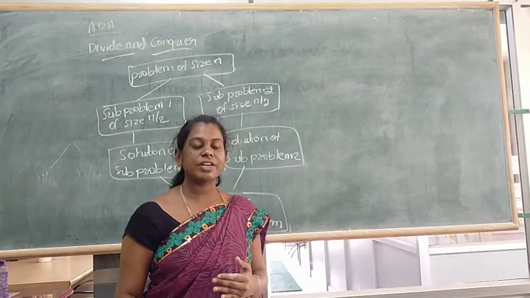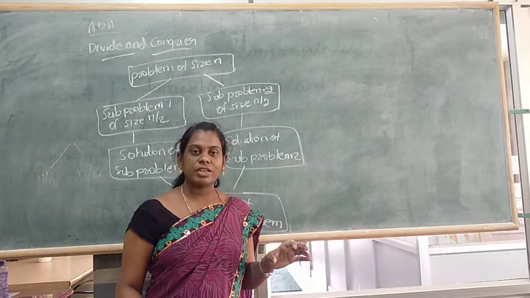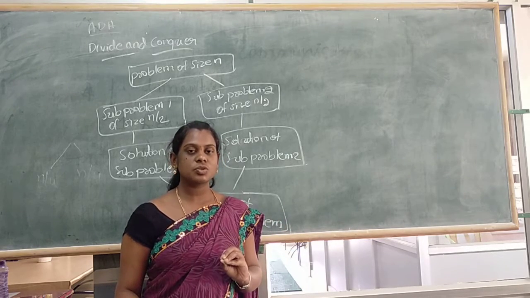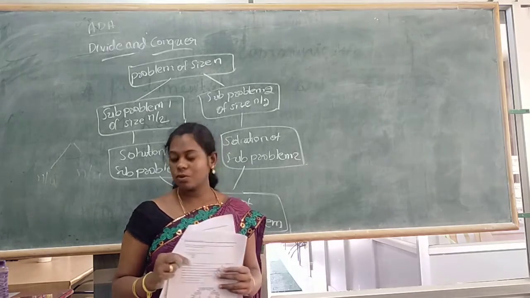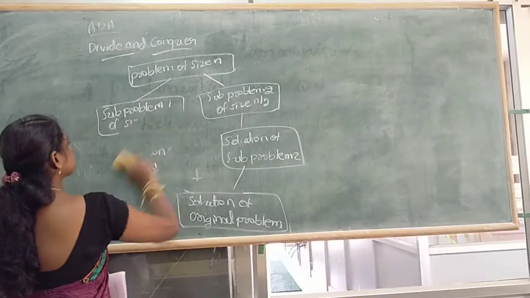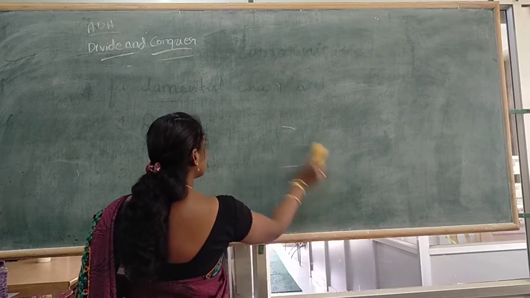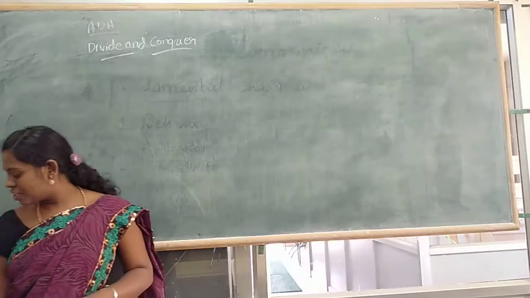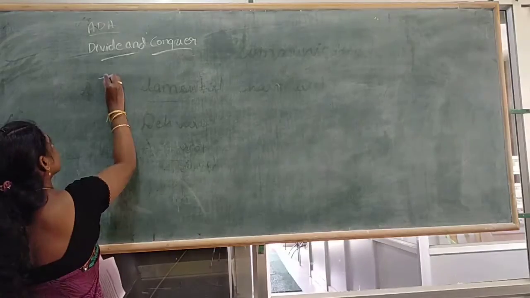After that you are finding a solution for the sub problems and then you are joining or combining all the sub problems' solutions to get a solution for the original problem. Okay. So next, how do you find the time complexity? You have to find out the efficiency. So for any algorithm that comes, first you have to find out the efficiency of the algorithm. For example, this is the efficiency.